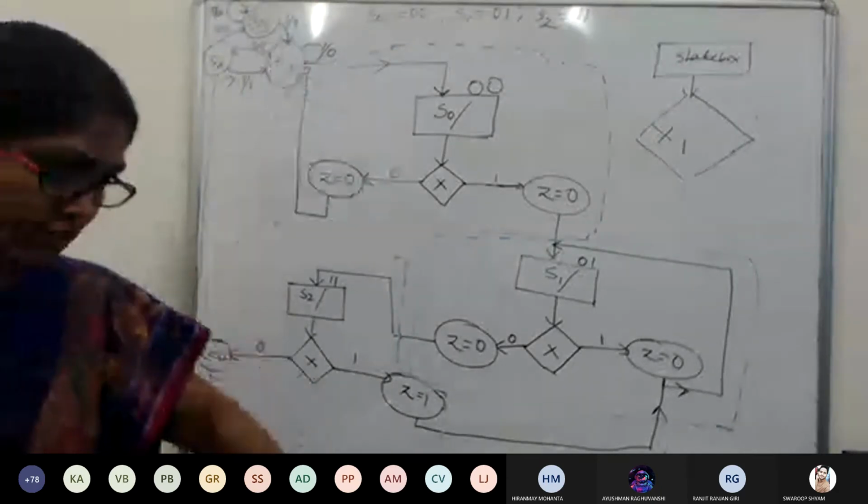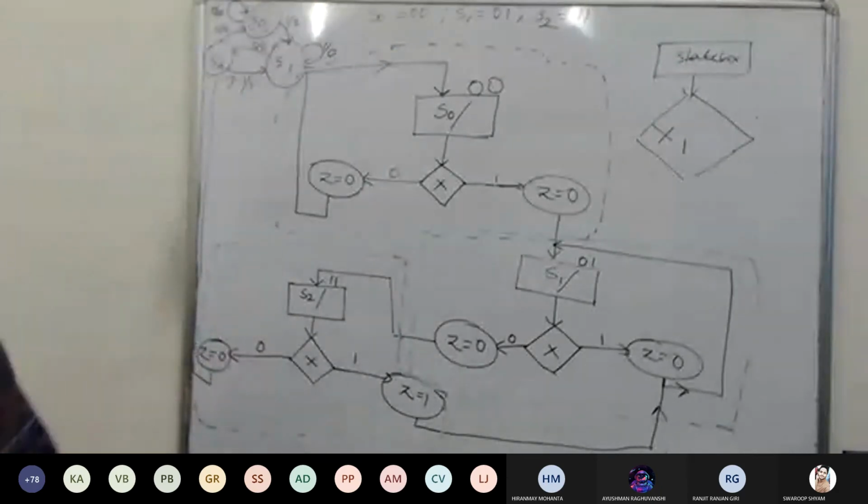Can I have two multiple outputs? Making a different type of decision box. Making a different type of decision box means like what? Like you can show it, you can draw it and show. You can use a marker also.